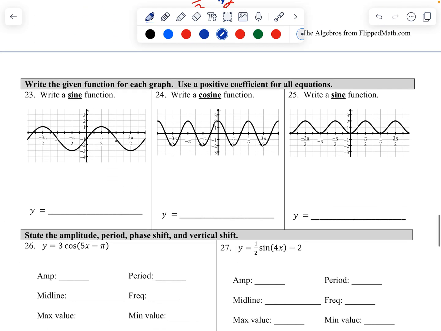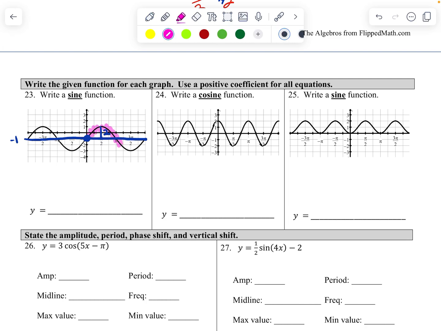Okay, so the next one, write an equation of the sine function. So let's see, our sine. Here's our midline. It's at -1. Our amplitude is 2. And it's sine, and it doesn't look like it's shifted because it started up. So then we just have to worry about our period.